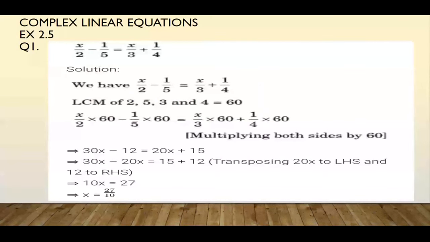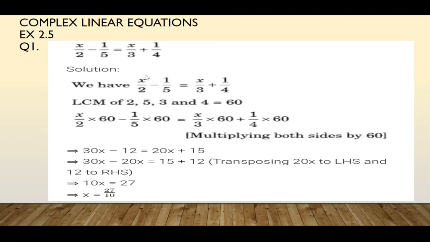Now we'll be dealing with complex linear equations. We'll try to ease out the complexity to make them simple equations so that we can solve them with the transposition method. There are various ways to solve this particular equation. Either you can collect the variables on one side and constants on the other side, or you can separately take the LCM in LHS and RHS and then cross multiply.